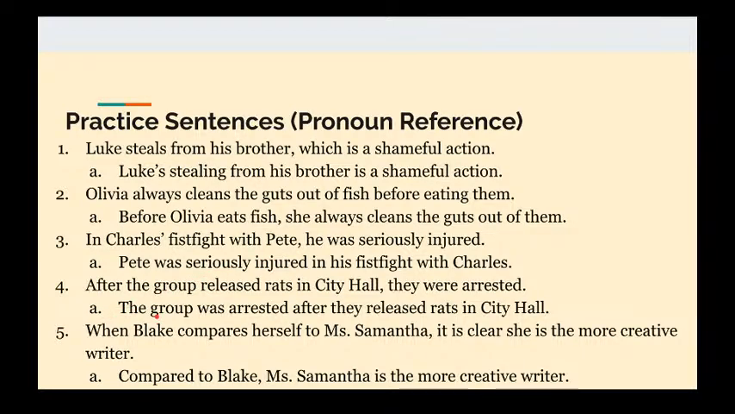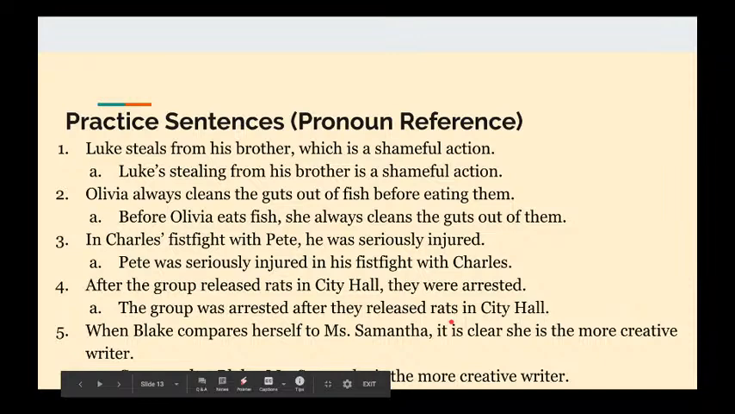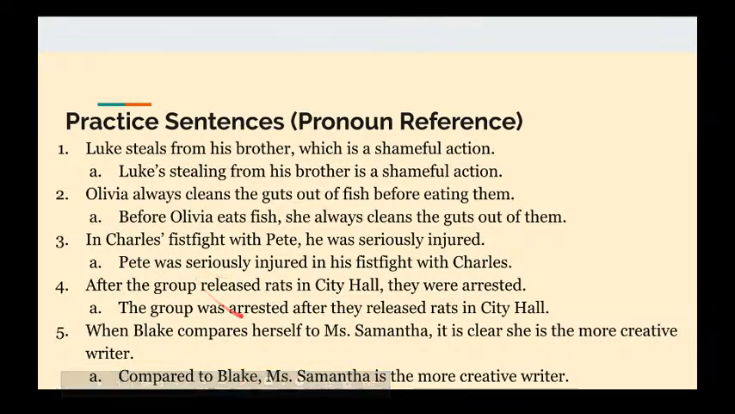For sentence 4, after the group released rats in City Hall, they were arrested. So, the group was arrested after they released rats in City Hall. Here we know which group, the group versus the rats, was arrested, and then we know what they did. So there's no confusion over whether the rats or the group were arrested in City Hall.